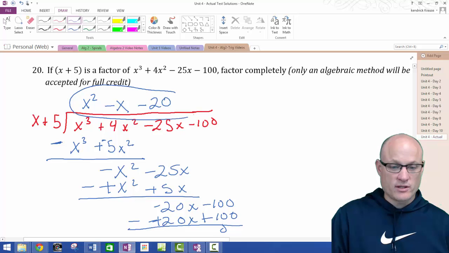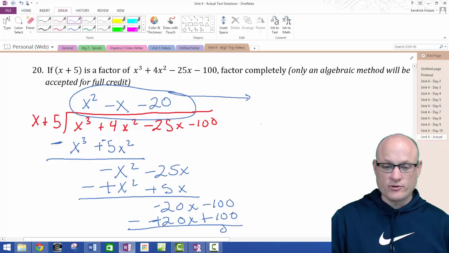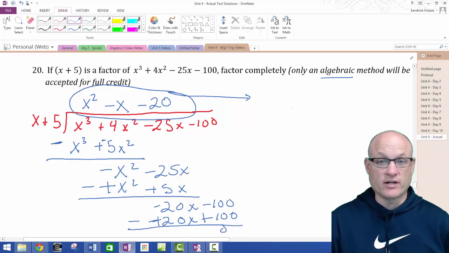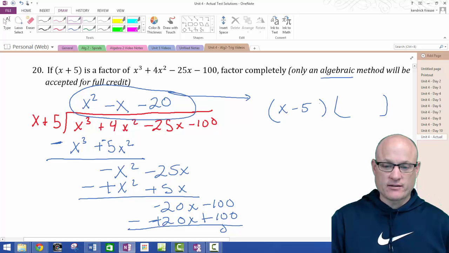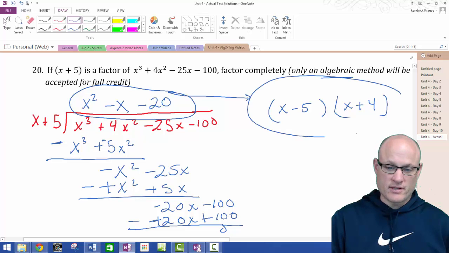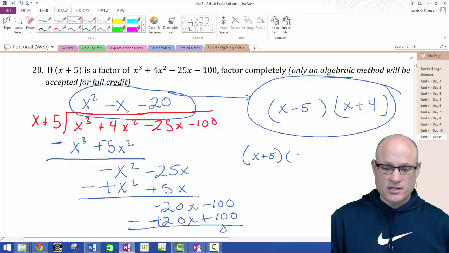So I asked what the other factors were. All I wanted you to do was factor this. And I said only an algebraic method solution. I just wanted an algebraic solution. I wanted you to see this division. So x minus 5, x plus 4. Boom. That's the answer. Well, factored completely, the final answer should be x plus 5, x minus 5, x plus 4. That should have been the final answer.